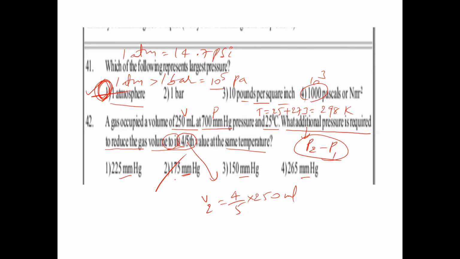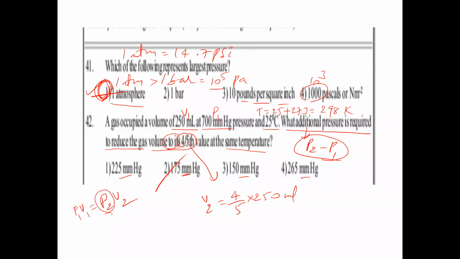So the initial volume is 250 ml, initial pressure 700 mm, and final volume V2 is 4 by 5 of 250 ml. And P2 we have to calculate first here. So at the same temperature, what formula do we use? Generally pressure and volume are inversely proportional at constant temperature. That's what we have to understand here. P1 V1 is equal to P2 V2.